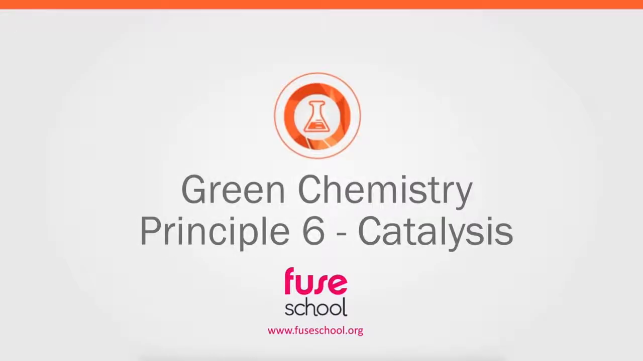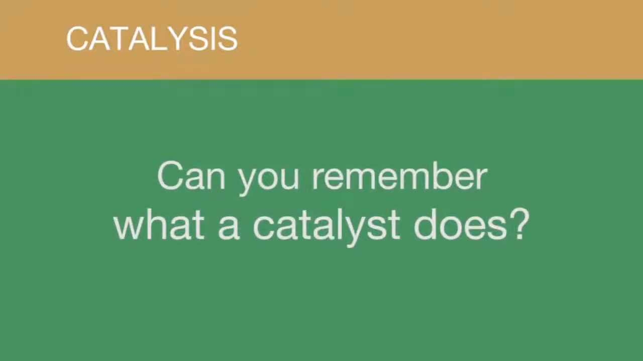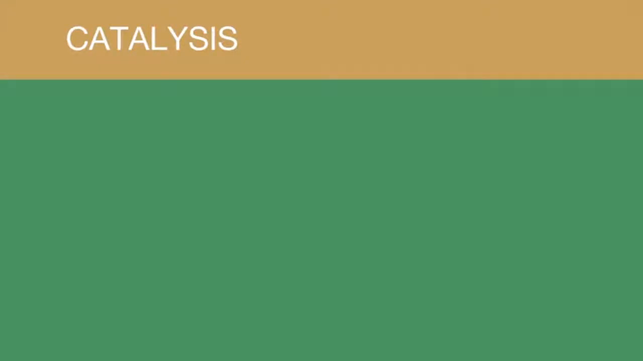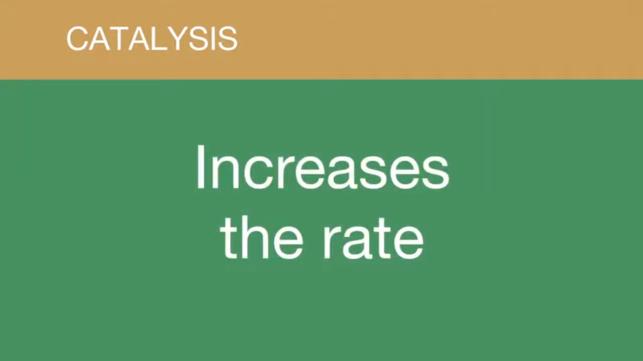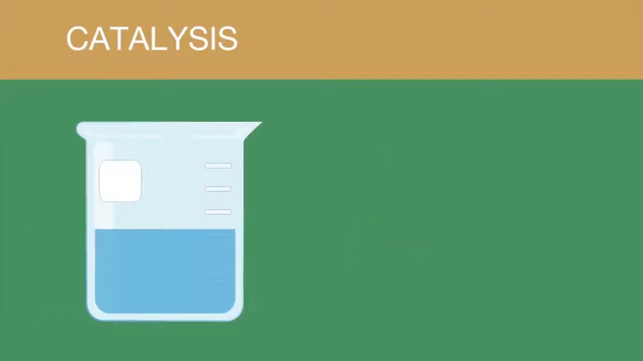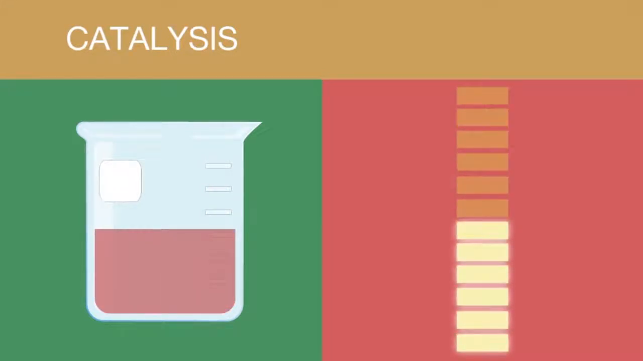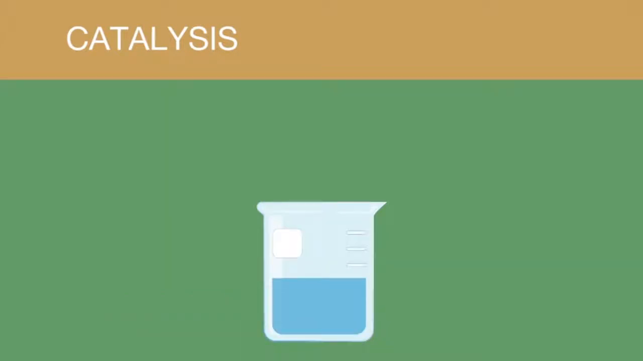Catalysis. Can you remember what a catalyst does? If so, pause the video, say your answer, and continue to see if you're right. An answer is that a catalyst increases the rate of a chemical reaction. This means that desired products can be made more quickly by using a lower energy pathway. As well, a catalyst is regenerated, so it can be reused over and over again.